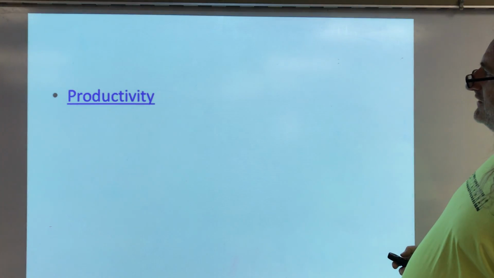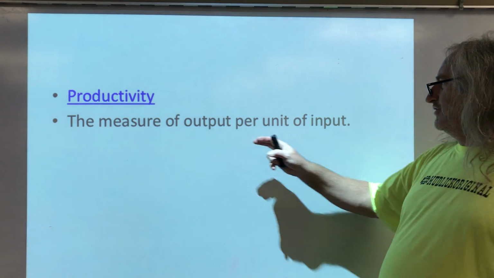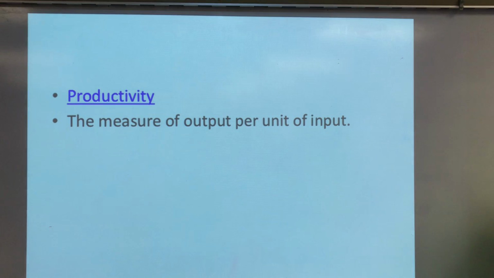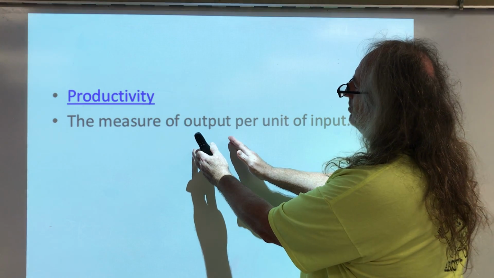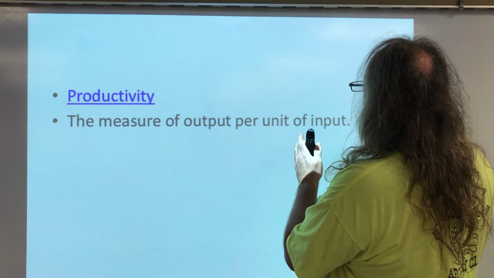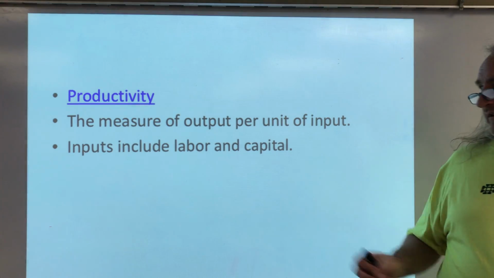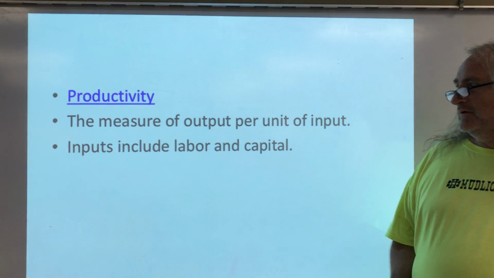The last thing we'll talk about then would be productivity, which is the measure of output per unit of input. Let that sink in for a second. How much output a factory will produce as opposed to how much was put into it. So how efficient, really, that's what we're looking at. This includes labor and capital.